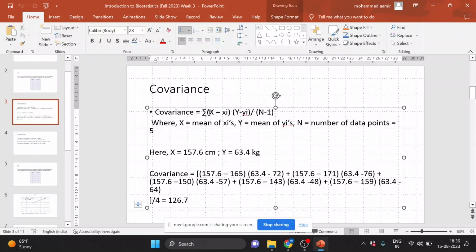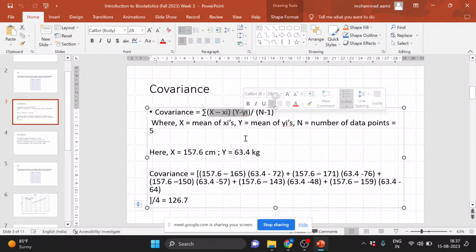The problem will happen if you write x minus xi and then yi minus y bar. You have to be consistent. If you write x minus xi into y minus yi, it's equivalent to writing xi minus x bar into yi minus y bar. But don't interchange. Don't write x minus xi into yi minus y bar. That is different. Okay, because then you are making a mistake. Understood. So covariance, I got it.